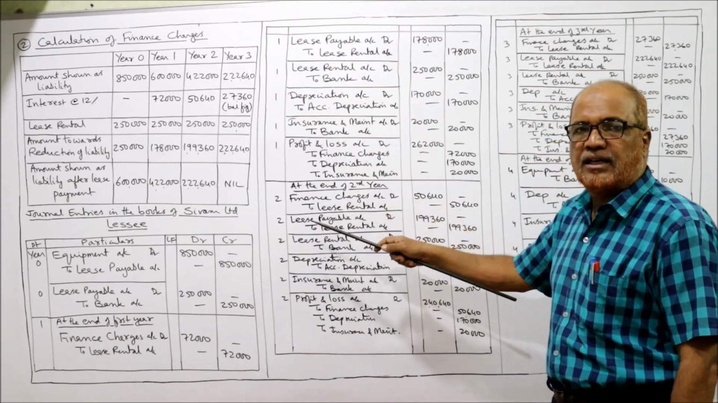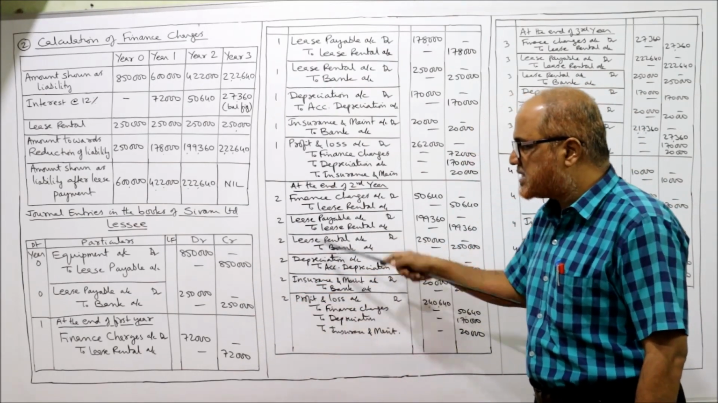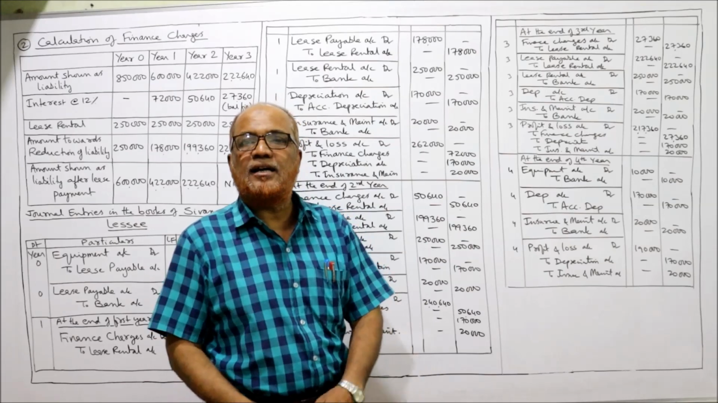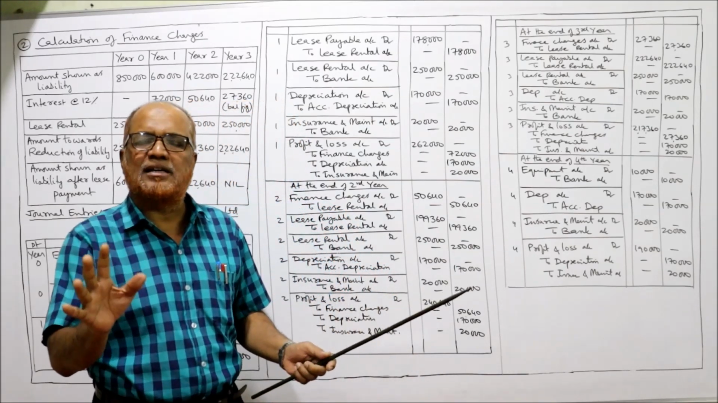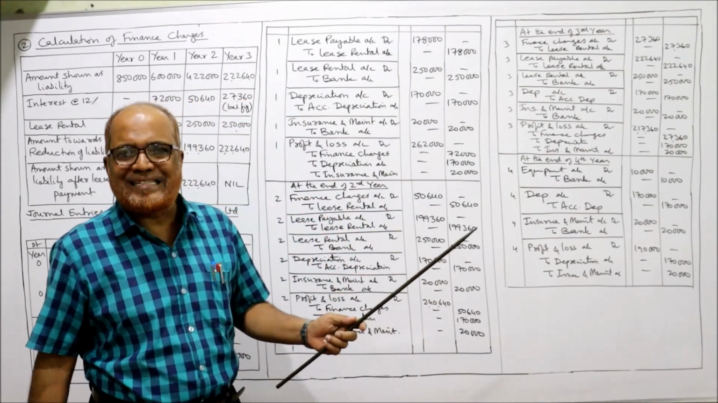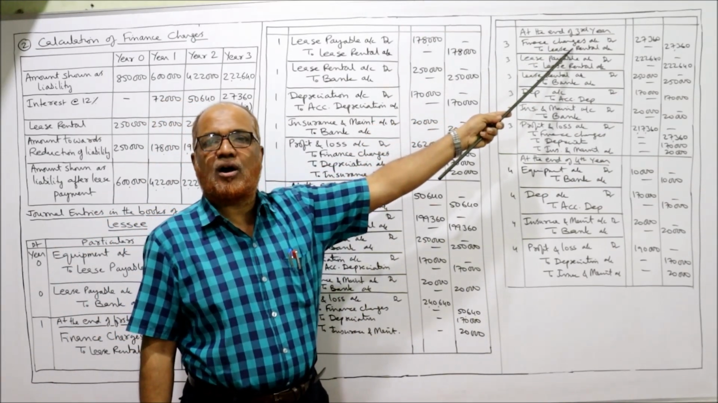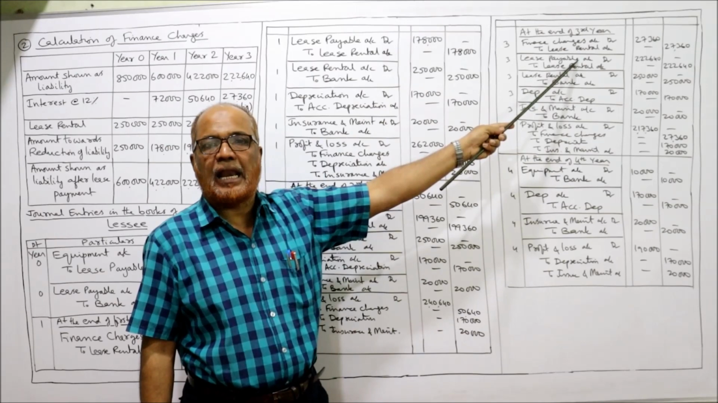So how many years over? First year completed, second year completed. Now I am in the third year. Again in the third year, 6 entries will be repeated. Same entries, amount will get changed. So third year, first entry, finance charges account debit to lease rental.